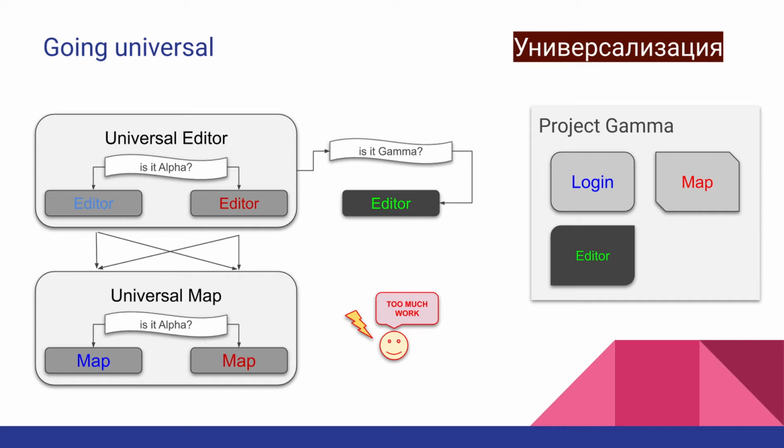Usually the components are interconnected, that is, if we select something in the editor, we would like to visualize the selected data on the map and vice versa. In the new Gamma project, we would like to take the editor from the Alpha project, and the map from the Omega project.